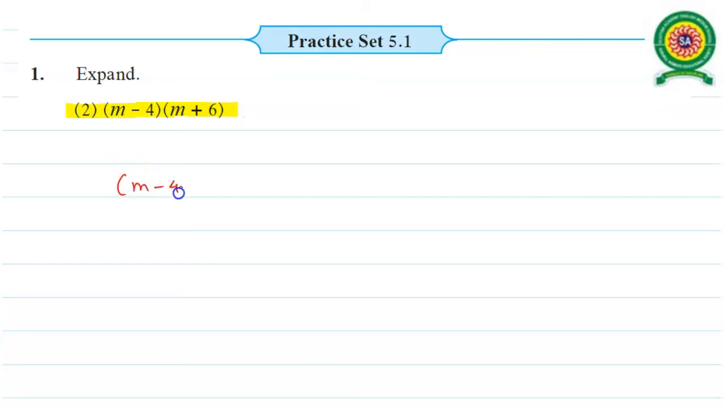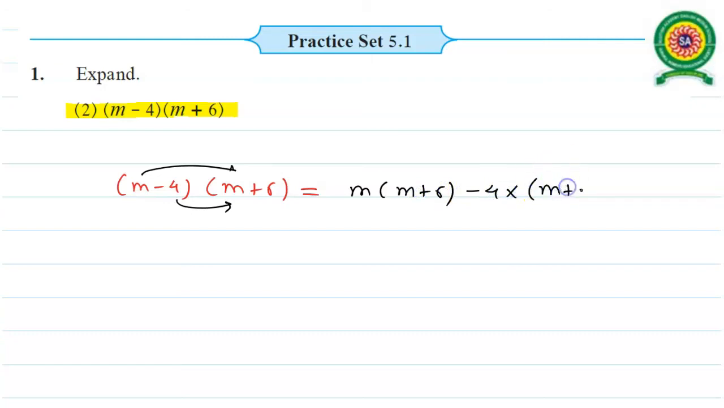Again the same thing. First we distribute m over the second bracket and minus 4 over the second bracket, so we get m(m + 6) minus 4(m + 6). Again distribute m over the bracket and minus 4 over the bracket, so we get m into m as m square, plus 6 into m as 6m, minus 4 into m as minus 4m, 6 fours are 24, so minus 24.